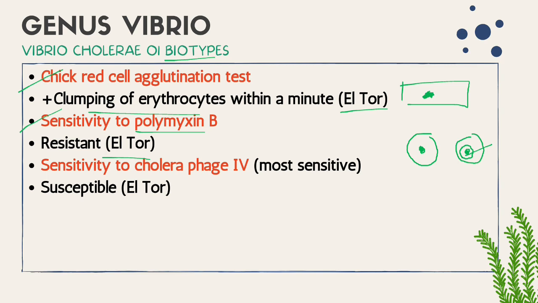Next is the sensitivity to choleraphage 4. This is the most sensitive and most dependable test among all the three tests that we discussed. For El Tor biotype, it is resistant, while the classical is susceptible. These strains of classical cholera Vibrio are lysed by the routine test dilution method, while your El Tor are not lysed. That means they are resistant to this particular bacteriophage.